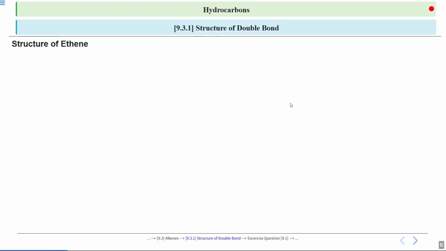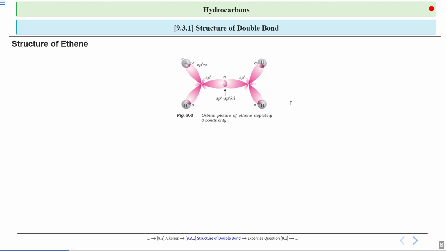Now let us discuss the structure of ethene. Here we have the structural representation of ethene. Notice the double bond between the two carbon atoms, which is a defining feature for alkenes like ethene. So this image will help you to visualize the spatial arrangement of atoms.